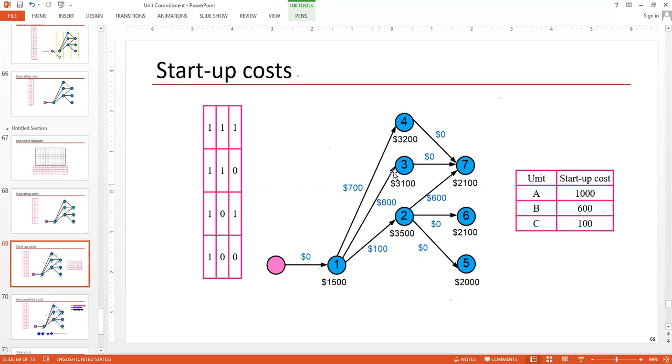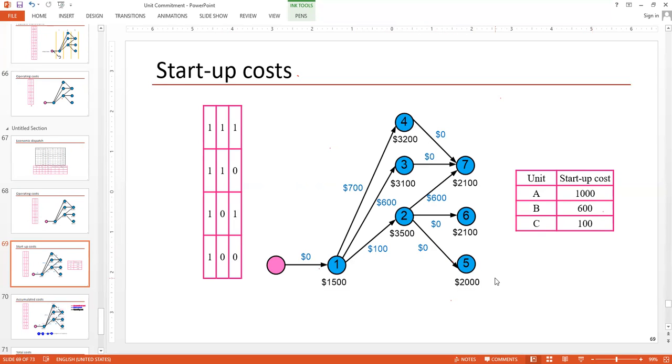When I jump from here to here, this was 100. I have 110. So I'm only starting unit B, which is 600. So I'm putting it here. When I'm jumping from here to here, I'm changing only the status of unit C, which is only $100. So you see only $100. So in this manner, these and these are done. And similarly, you can see all these values over here.